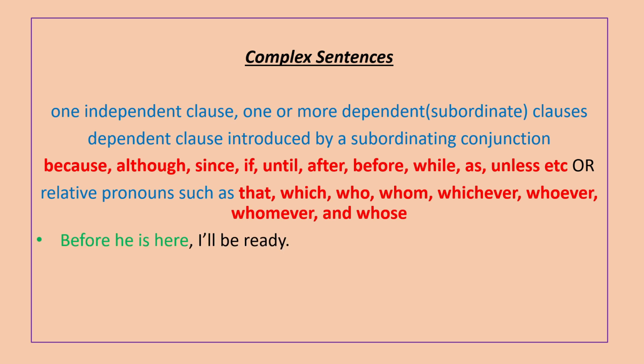Like, before he is here, I'll be ready. This sentence has two clauses. The first, the green part, is a dependent clause because it begins with the subordinating conjunction before, and the black part is the independent clause. So this is an example of a complex sentence. If you don't hurry, you'll miss the flight. The green part again is a dependent clause because it begins with the subordinating conjunction if. So these two sentences have two clauses, one independent and one dependent.